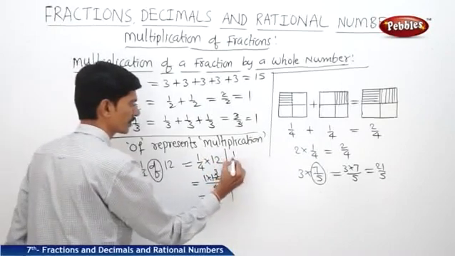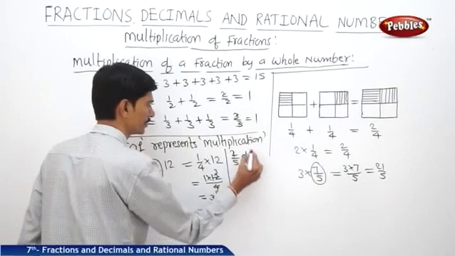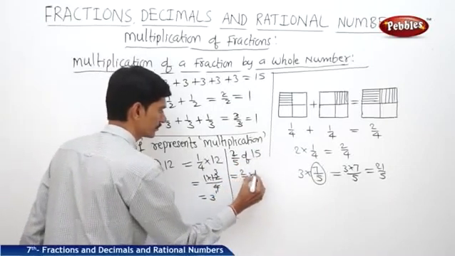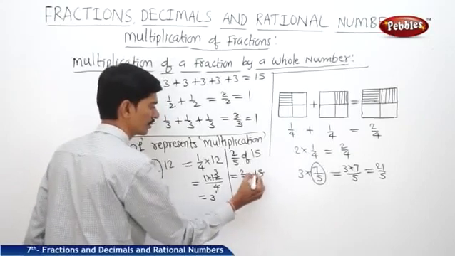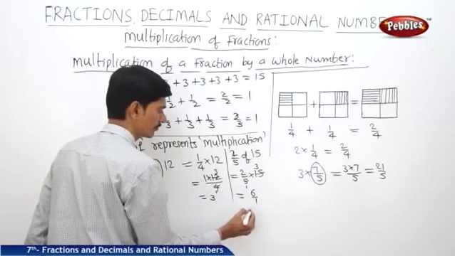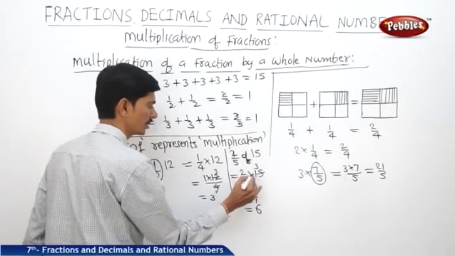For example, 2 by 5 of 15. So this equals 2 by 5 into 15. Here 5 ones are 5 and 5 threes are 15. So 2 threes are 6 by 1 equals 6. So here also "of" represents multiplication.